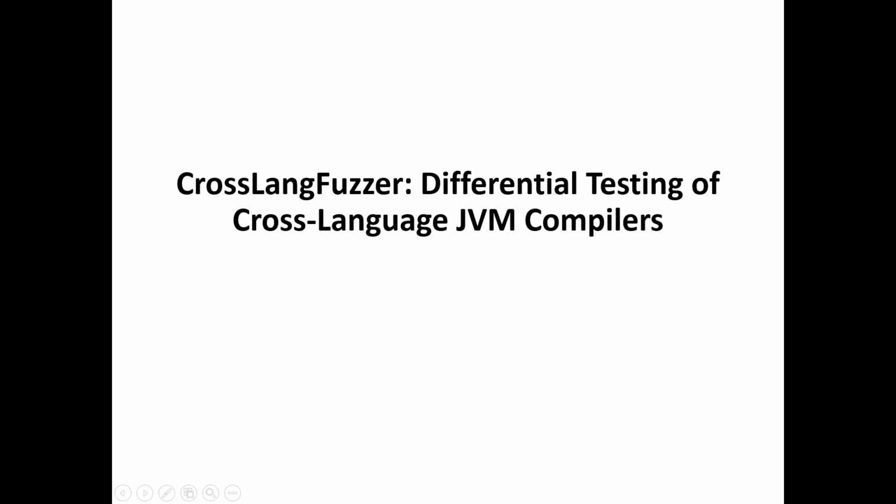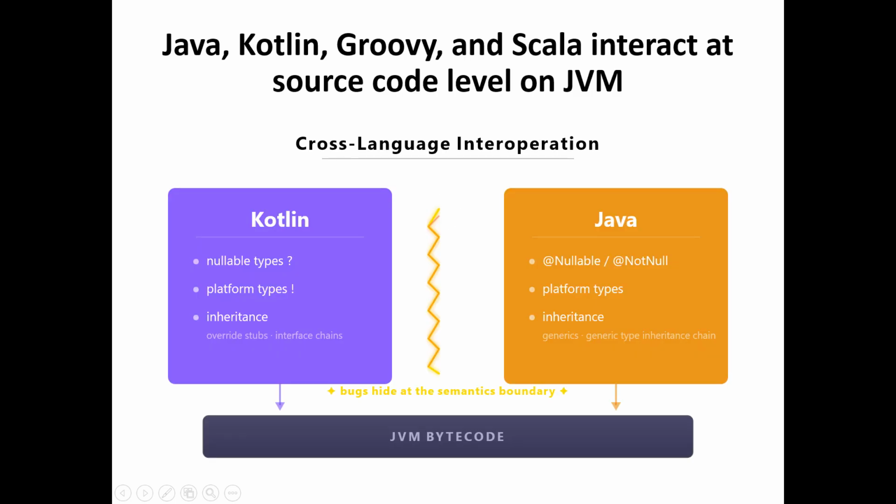Hi everyone, this is CrossLangFuzzer, a testing tool for JVM cross-language interoperation. The JVM ecosystem is multilingual. Kotlin, Java, Scala, and Groovy all share the same bytecode, but each has its own type system, nullability, and variance rules. When code crosses language boundaries, subtle inconsistencies appear.